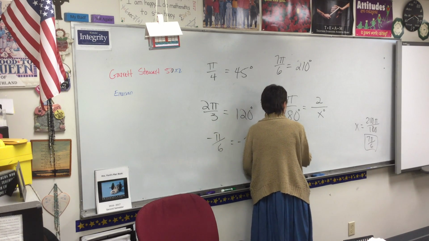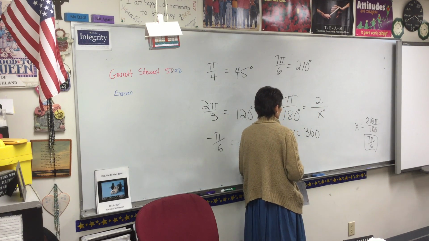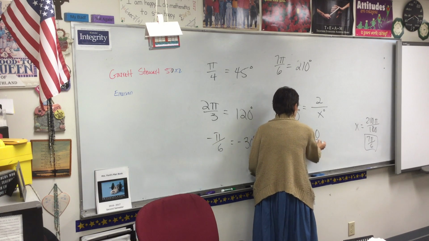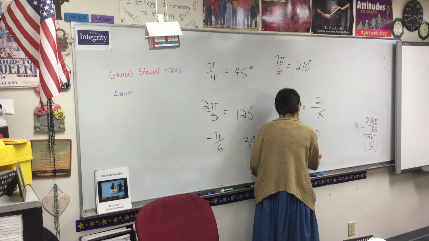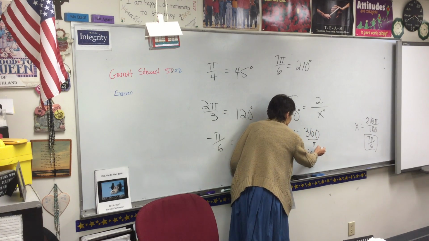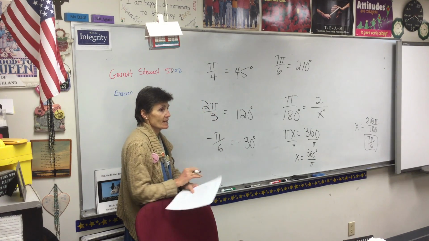So pi x equals 360. I cross multiply. This is what you're solving for, so we're going to divide by pi. And you aren't going to like the looks of this, kids, but that's the answer to the question. 360 degrees divided by pi. That is the answer.